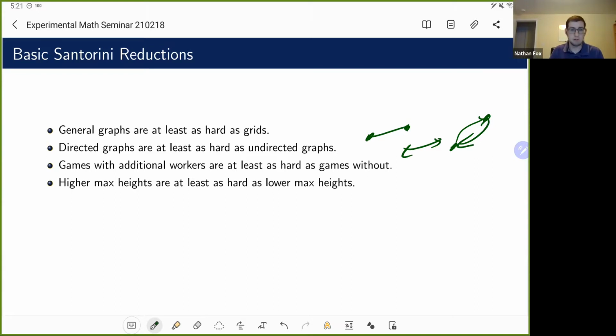If you add additional workers, you're not making the game any easier, because you could put those workers on isolated vertices, or you could surround them with towers of height 4. Then you're essentially just playing with one worker, because the other workers are trapped. And also, if you increase the max height, you're not making the game any easier, because the starting position with max height 4 on that 5x5 grid is the same as, if the max height is 7 instead, starting with all the squares at height 3. And then it's the exact same game.